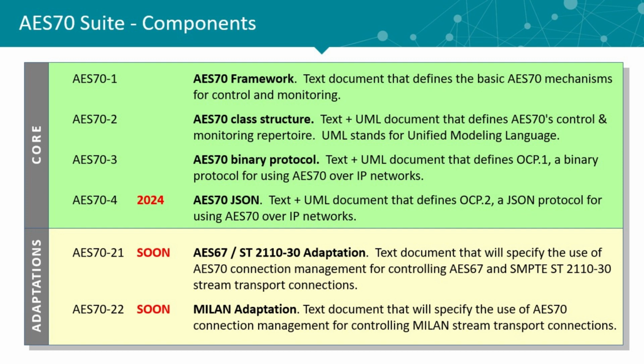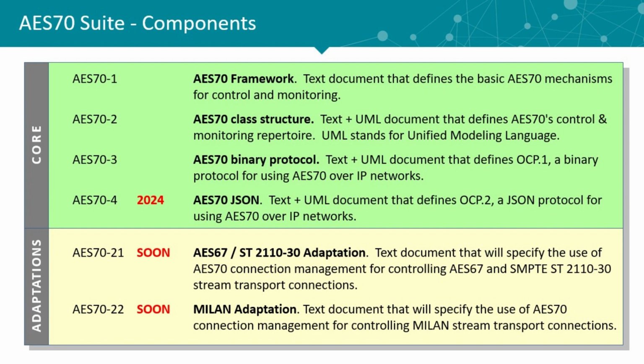AES70-3 is a binary protocol. It defines what goes along the wire currently, but the AES70 architecture is protocol agile, so although you may have the same device model, you don't have to use exactly the same wire protocol if you don't want to. And in fact, we're working on an alternate protocol definition in JSON that'll be published probably in the first half of next year sometime.